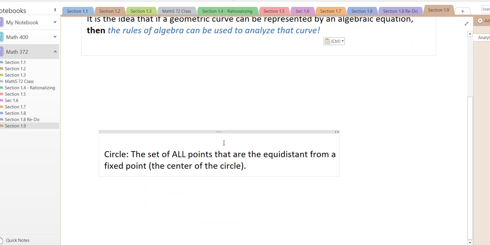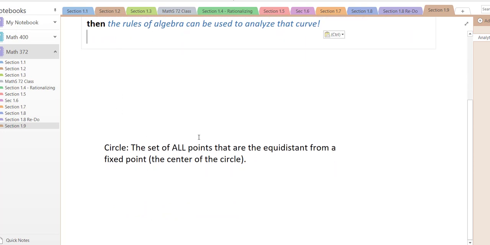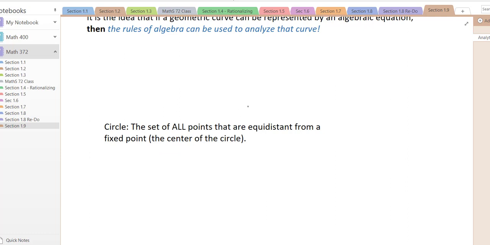So a circle, just to remind you of the definition from intermediate algebra, is the set of all points that are the same distance, equidistant, from a fixed point, the center of the circle. So that fixed point is called the center of the circle. Equidistant means the same distance. And the fixed point is the center.